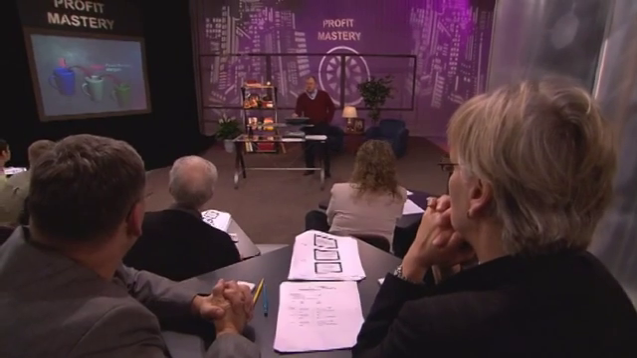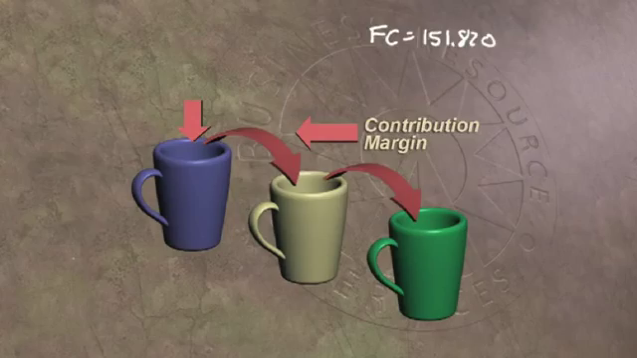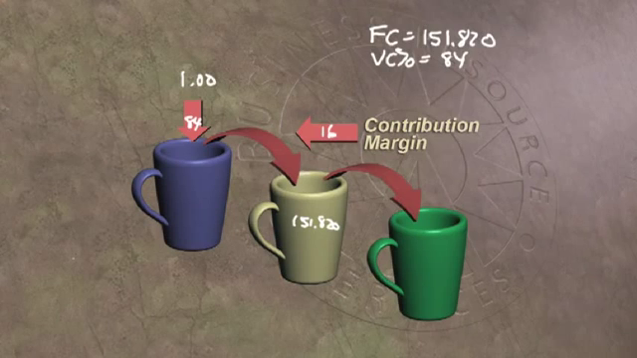Now, how much is trickling down now? His fixed costs are still what? Fixed costs are 151,820, right? And his variable cost percentage is what? 84. So if I start with $1, how much falls into the cup? 84 cents. How much trickles down? 16 cents. The cup is how big? 151,820. And how much profit do I want? 50. So what'd you do?